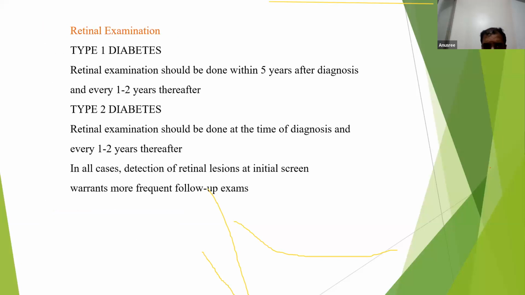So retinal examination in type 1 diabetes should be done within 5 years, as we said before for the renal evaluation also, 5 years after diagnosis and every 1 to 2 years thereafter. In type 2 diabetes, retinal examination should be done at the time of diagnosis and should be followed up every year, and always take an opinion from an ophthalmologist if they detect any other lesions.